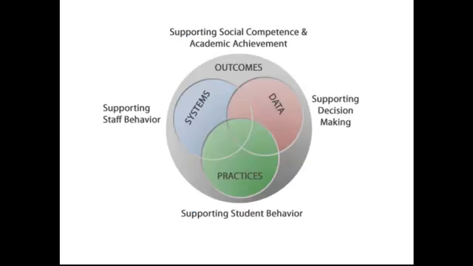When developing a multi-tier system of support, so something that is supportive of both social competence and academic achievement, we really are looking at student outcomes. But in order to get those positive student outcomes, we need to look at these three areas of systems, practices, and data. So systems that support staff behavior, practices that support student behavior, and data that supports decision making.